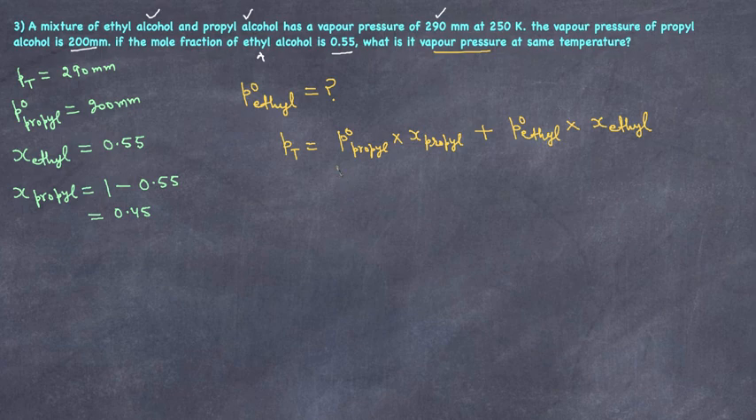Okay, a lot of values are already given, so we can plug in what they have given us. PT, the total pressure, they gave us already, which is 290 mm, and P naught propyl is 200 multiplied by X propyl, which we just calculated, is 0.45, plus P naught ethyl, that's what we need to calculate. So P naught ethyl times the mole fraction of ethyl alcohol, which is 0.55.